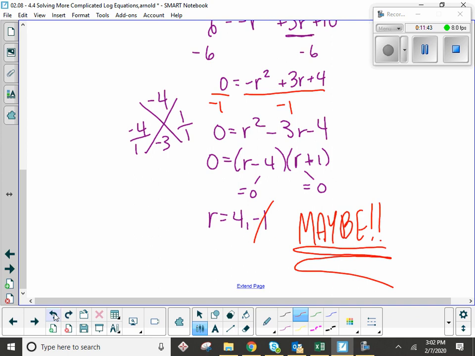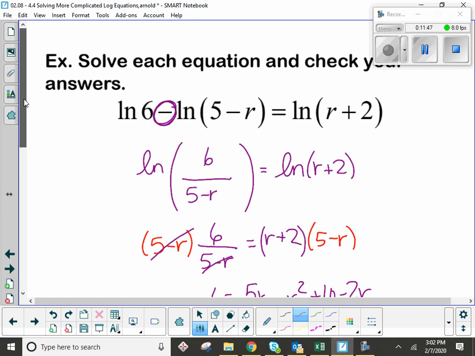What can't be negative is if it makes any of the logs negative in the original problem. So you have to go plug them all in. So we're checking 4 and -1. You don't have to plug it in here because why? It's a constant, right? There's no r. There's no place to plug it in. That's always going to be positive and not 0 because it's 6.